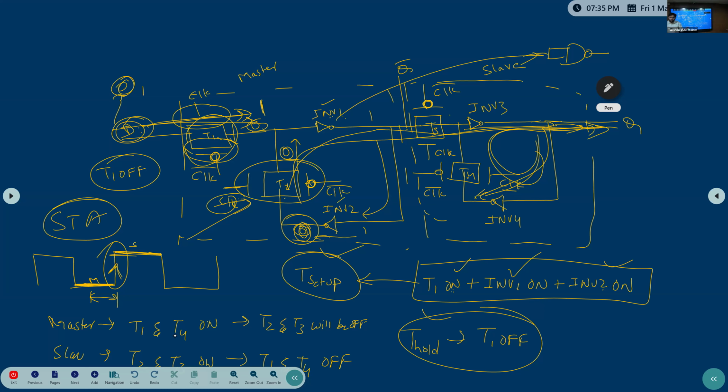So these things, if you know how the data is transferring from one state to another state. What is the setup time? Next, after this, what do we need to know? We need to know setup time. We need to know hold time.